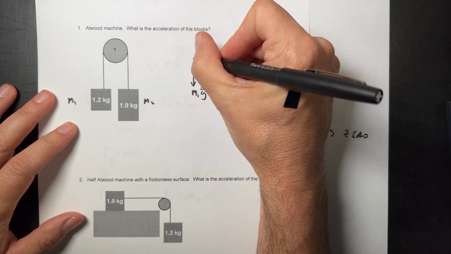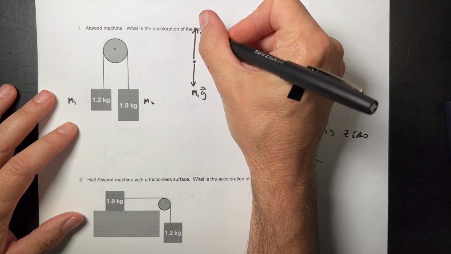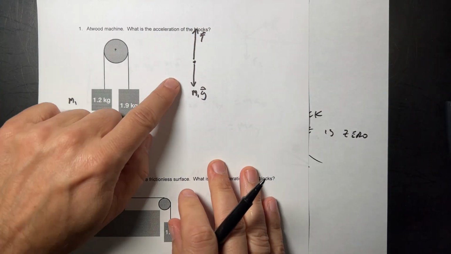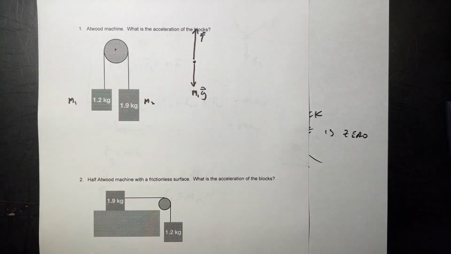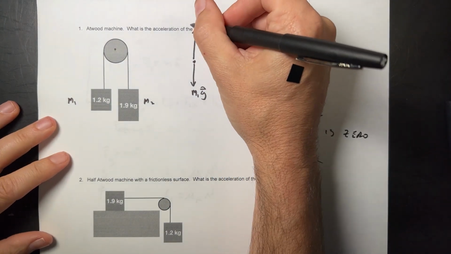And then I have the tension going up. I'm going to draw it a little bit bigger because I know that if this is going to accelerate up, because that's the heavier one, then the tension has to be bigger. If you don't know that, it's cool, right? Because it's going to work out in the end. And so this is M1.